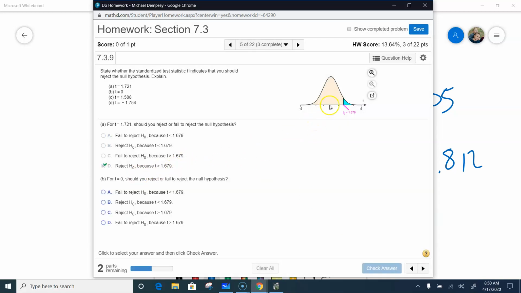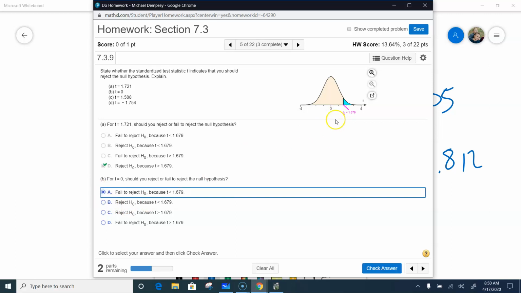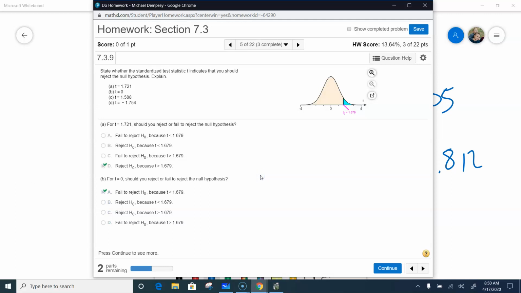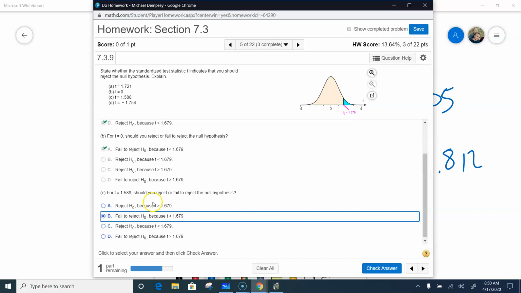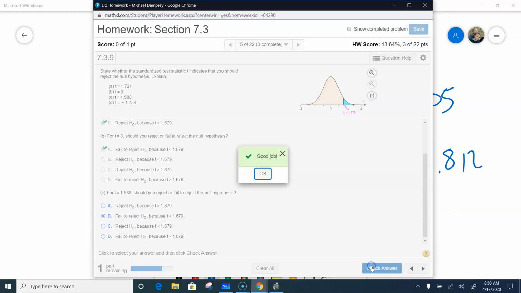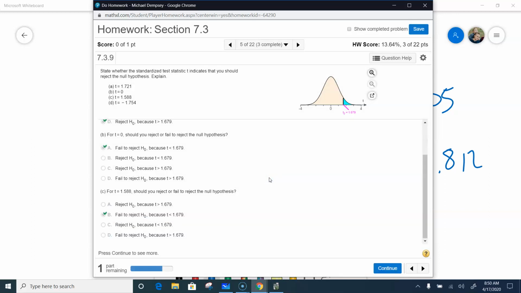Part B, if T is 0, we won't reject it. This is not impressive. This is equal to whatever the null hypothesis claim is. So we would definitely fail to reject it, because it's less than, right? We're only going to be impressed here in a right-tailed test if we have a greater than situation. Okay, 1.588. Similarly, 1.588 would live around here somewhere, and we would have to fail to reject because it's not large enough. We have to get bigger than 1.679 in order to be impressed by that and reject the null.